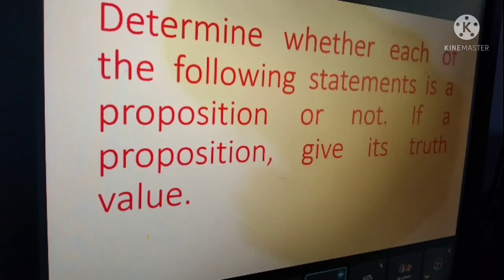Again, yung proposition natin may dalawa lang na truth value. Pwede ang truth value niya ay true. Pwede ang truth value niya ay false. Pero dapat isa lang. No? Isa lang dapat ang truth value niya. Hindi pwede na ang statement ay pwede mong sagutan ng totoo at saka false. Pag ganoon, hindi siya proposition. So dapat, para maging proposition siya, dapat answerable lang siya ng true or false.